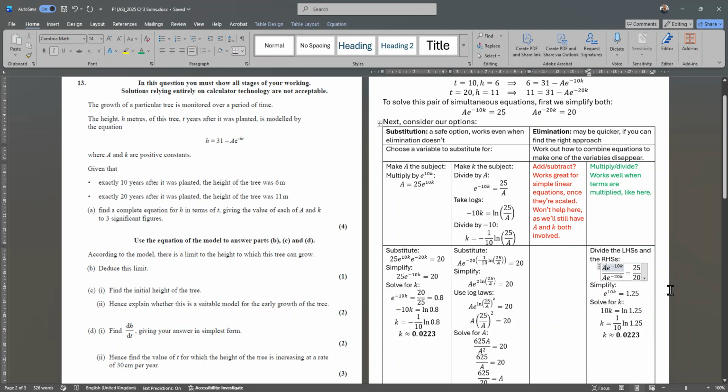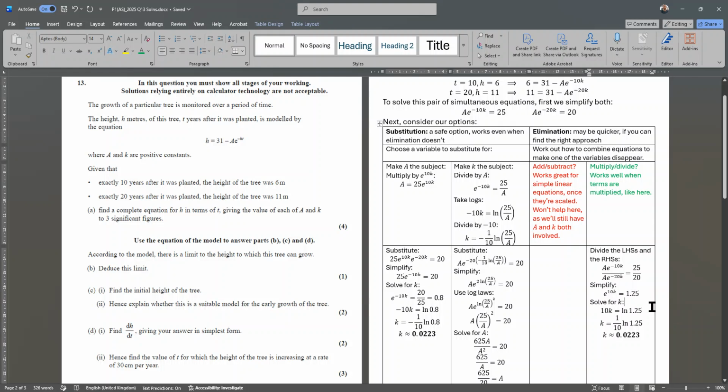Now, it will be e to the minus 10k divided by e to the minus 20k, which might be a little confusing, but we've got index laws for this sort of thing. If you've got two exponential expressions with the same base and one's divided by the other, you can subtract the powers. Minus 10k take away minus 20k is positive 10k. And 25 over 20, you can leave it as a fraction, call it 5 over 4 if you like, or you can write it as 1.25.